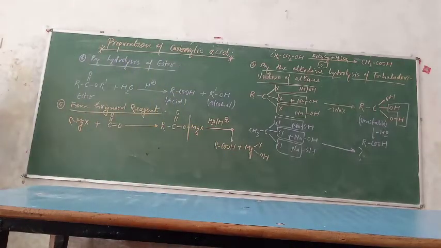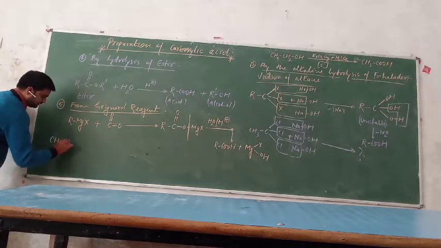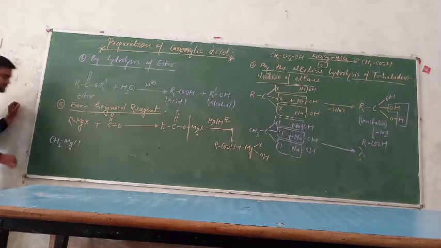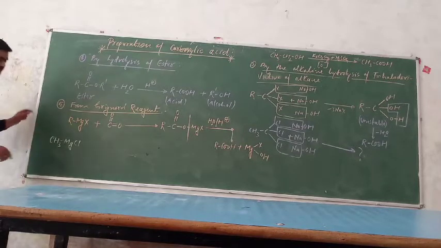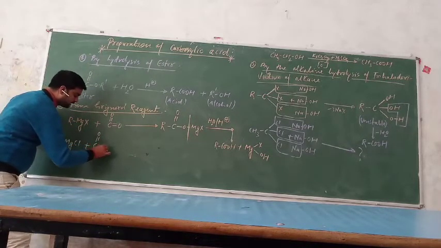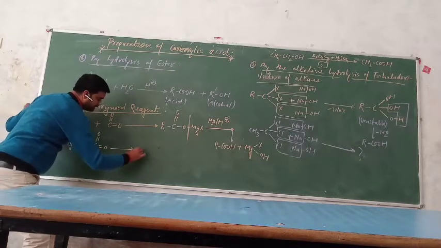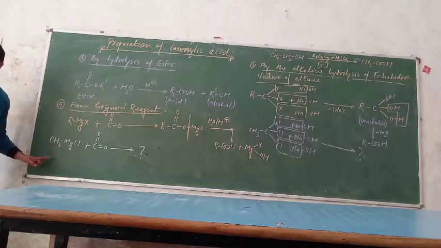Clear? Suppose we put here R equal to methyl group, that is CH3, and X equal to Cl, then it will be CH3MgCl. Methyl magnesium chloride is the name. And when this methyl magnesium chloride is treated with carbon dioxide, you can work out the product. How will the product form? Clear? Understand?